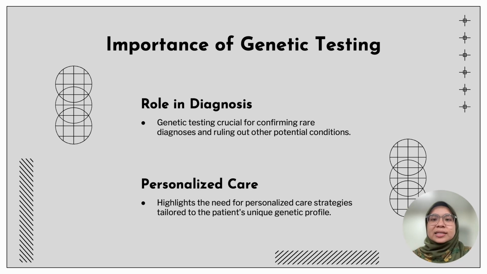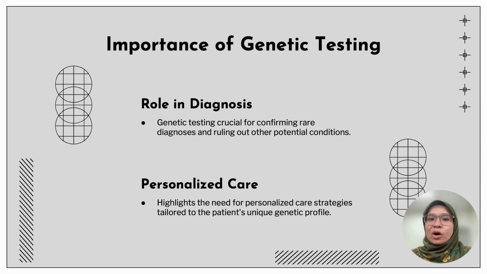Genetic testing plays a vital role in the diagnosis and management of rare genetic conditions like homozygous achondroplasia. The severe skeletal dysplasia symptoms observed in this case, such as macrocephaly, rhizomelic limb shortening, and distinctive facial features, necessitate immediate genetic testing to accurately identify the underlying cause.